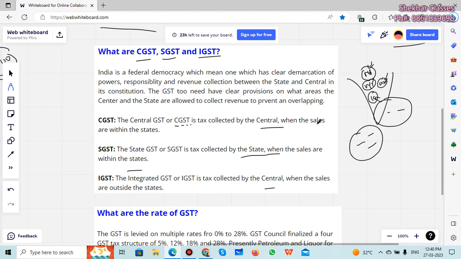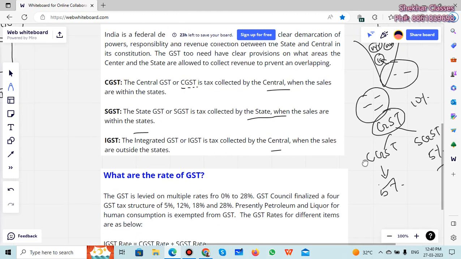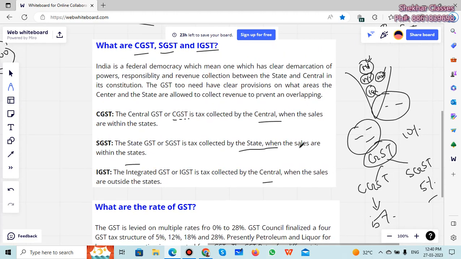I think I just committed one mistake here. If it is within the state, meaning inside the state some sale is happening, then the tax will be collected as GST, and the GST will have two parts in it, which are called CGST and SGST. Generally it is half. So a certain amount of tax will go to the central government, right? If it is 10%, for example, 5% will go to the central government and 5% will go to the state government. Okay, now it is within the state. I made a mistake in saying that before.